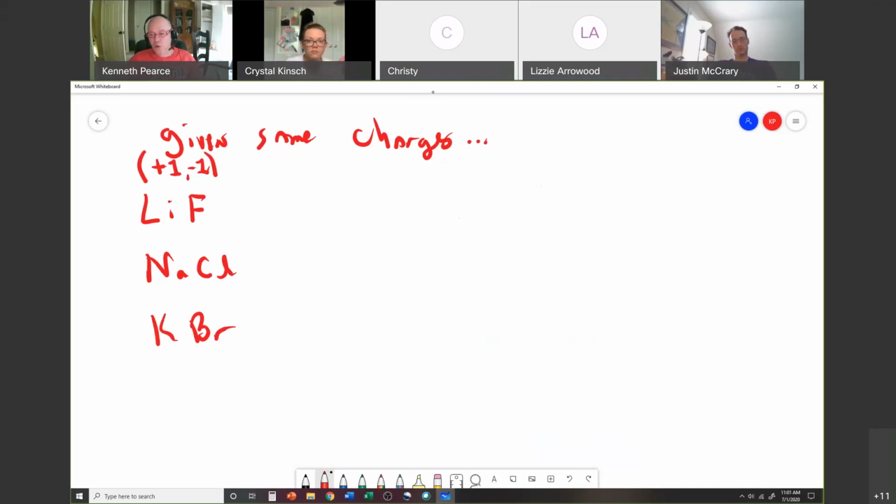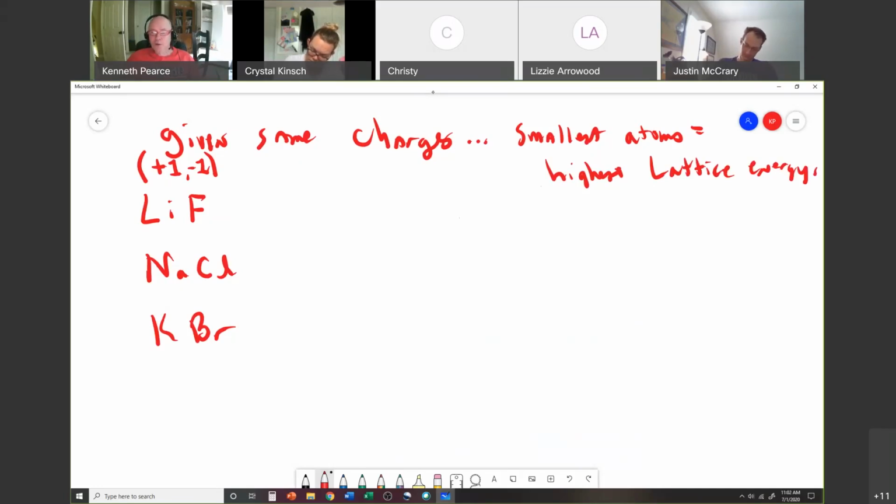Given the same charges, smallest atoms equals highest lattice energy. Why is that? Because it's Q1.